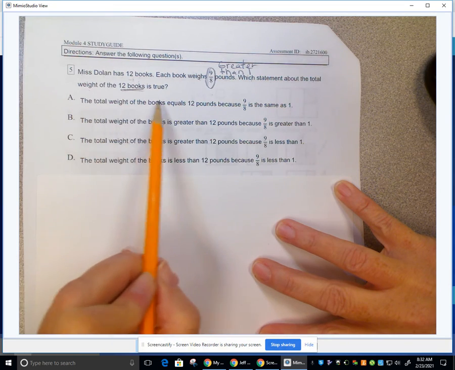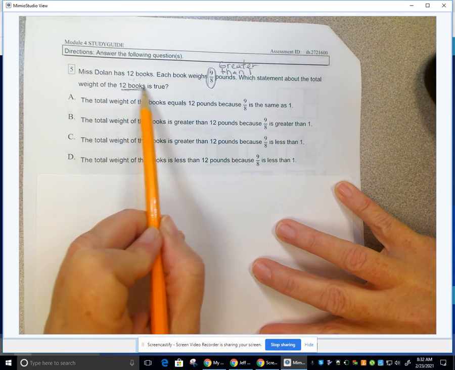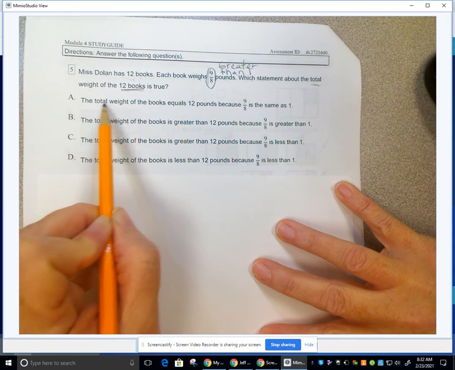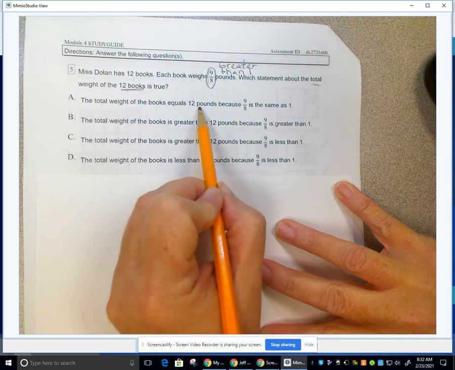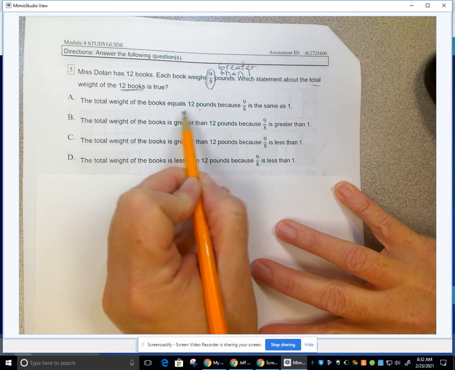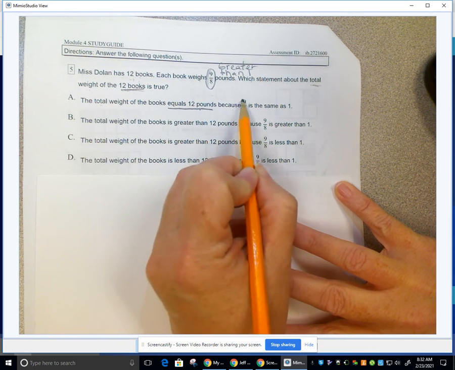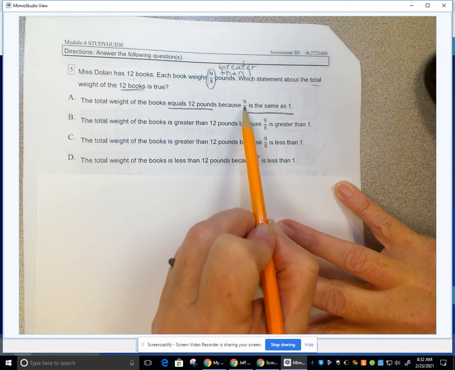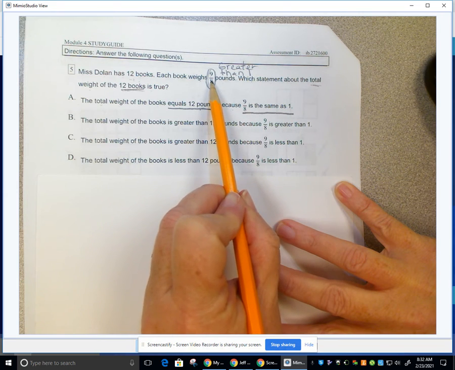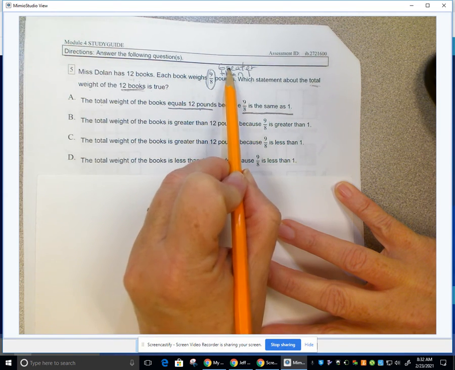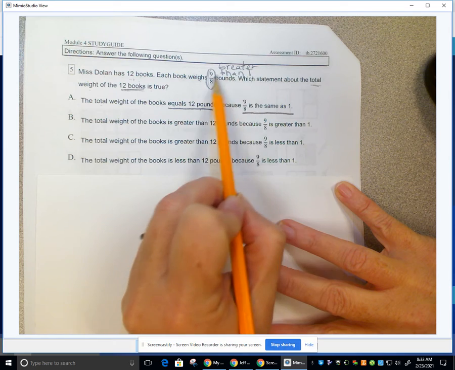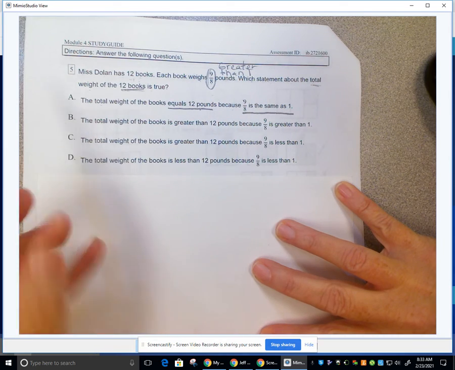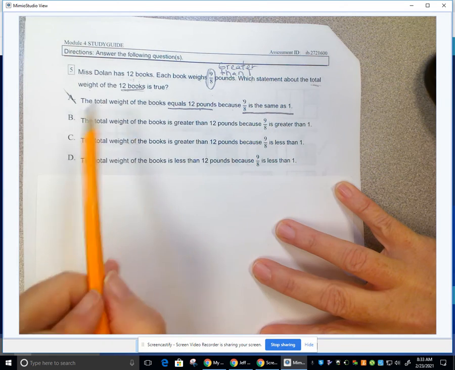So let's look at what my answer choices tell me. They're asking me to look for the true statement about the total weight of the 12 books. The total weight of the books equals 12 pounds. They're saying it equals 12 pounds because 9/8 is the same as 1. Now, we just talked about that. Is 9/8 the same as 1? No, we said 9/8 was greater than 1. See, it's good that I pointed that out right here. I put my thought process down. So I don't want A.